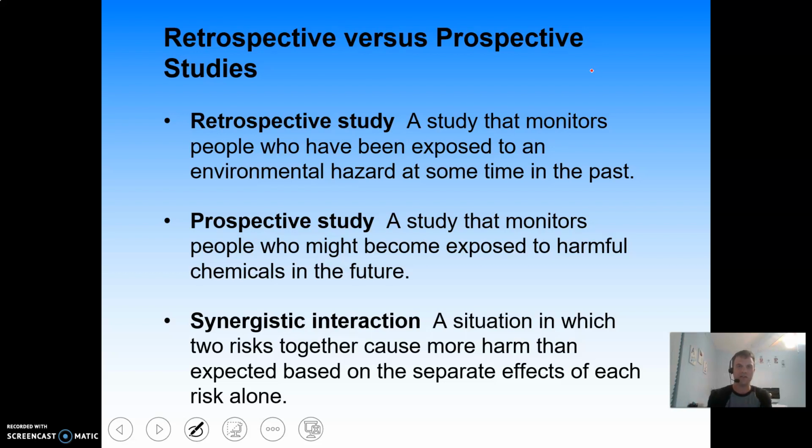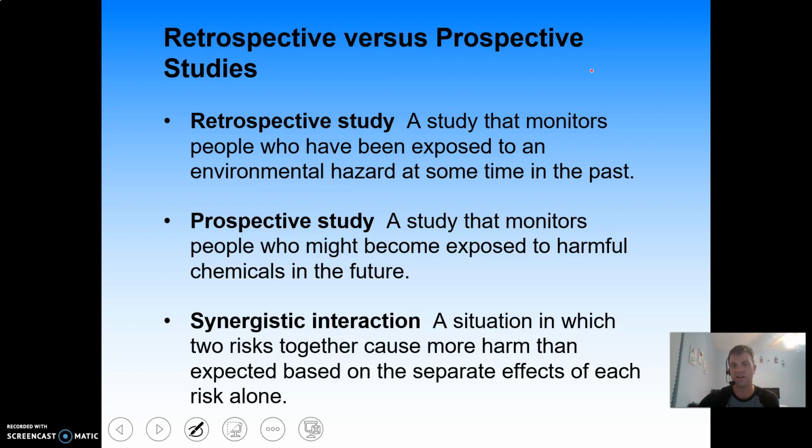So now outside of the lab, what we'll look at is retrospective studies and prospective studies. A retrospective study would be something where you might see the case in Flint, Michigan, where we know people have been exposed to harmful stuff, the lead that they've been exposed to there. And so the study is going to monitor people that have been exposed to an environmental hazard at some time in the past to see how that affects them in the future, and see how it's affecting them right now. So that'd be retrospective because they were exposed in the past.